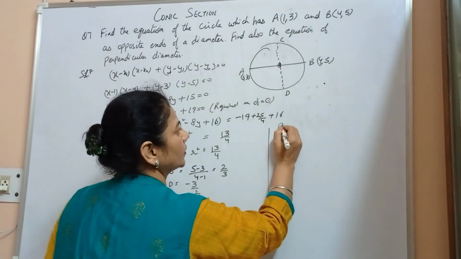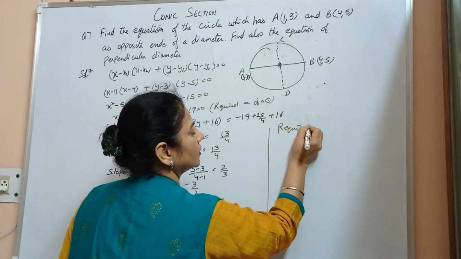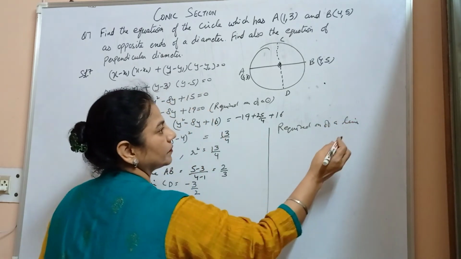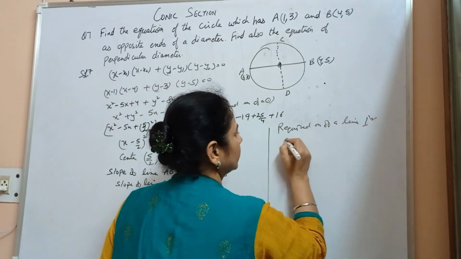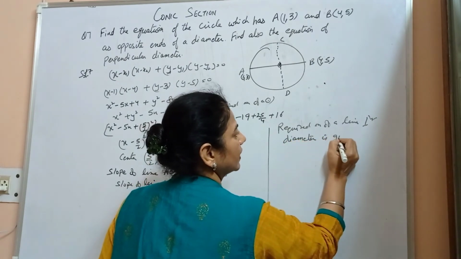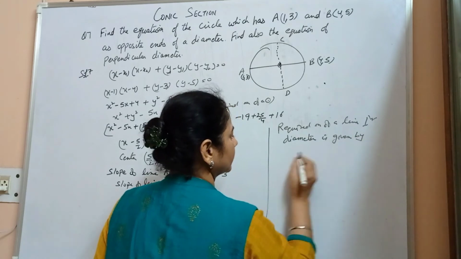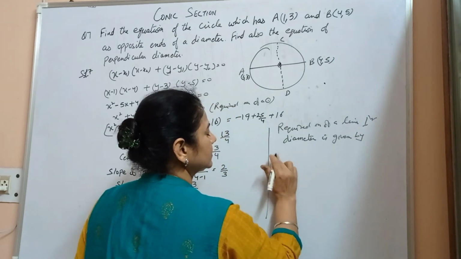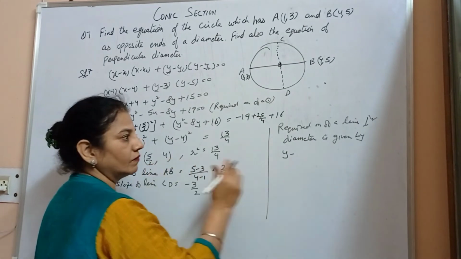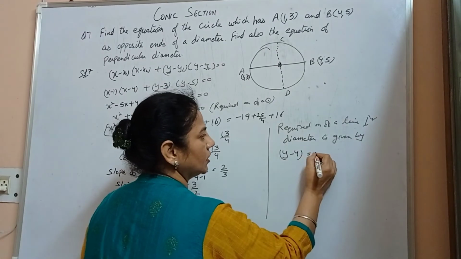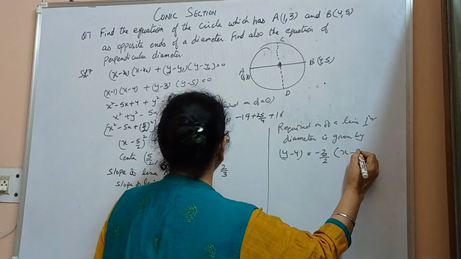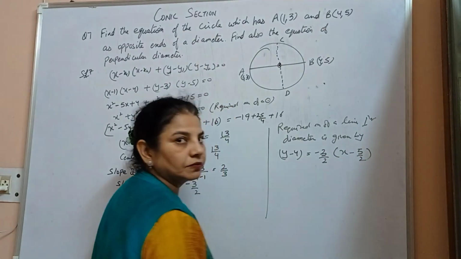So the required equation of a line perpendicular to the diameter is given by y minus center, which is 4: y minus 4 is equal to slope minus 3 by 2, times x minus 5 by 2.